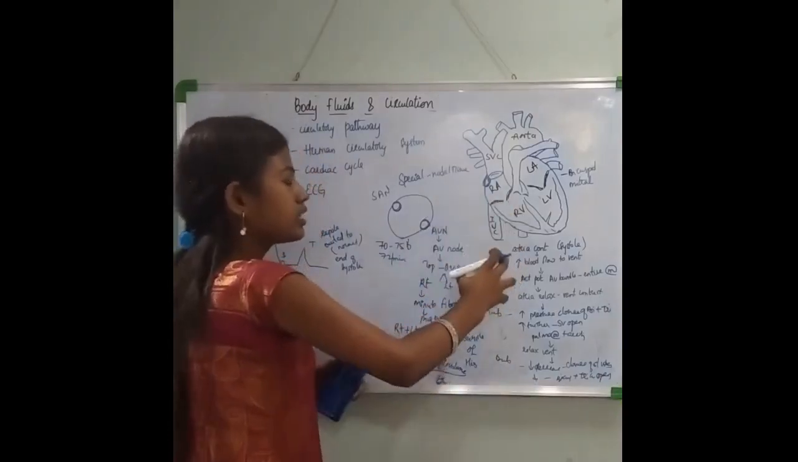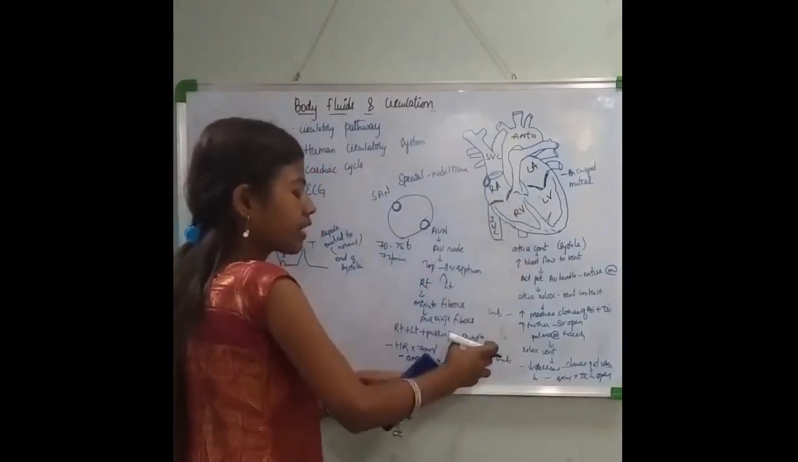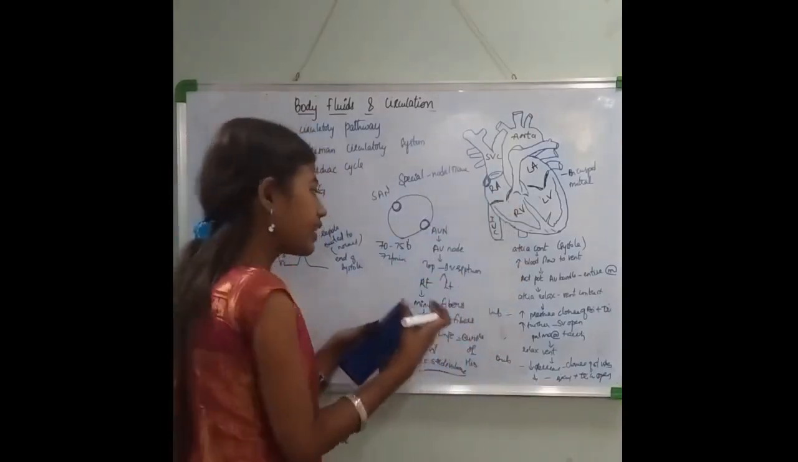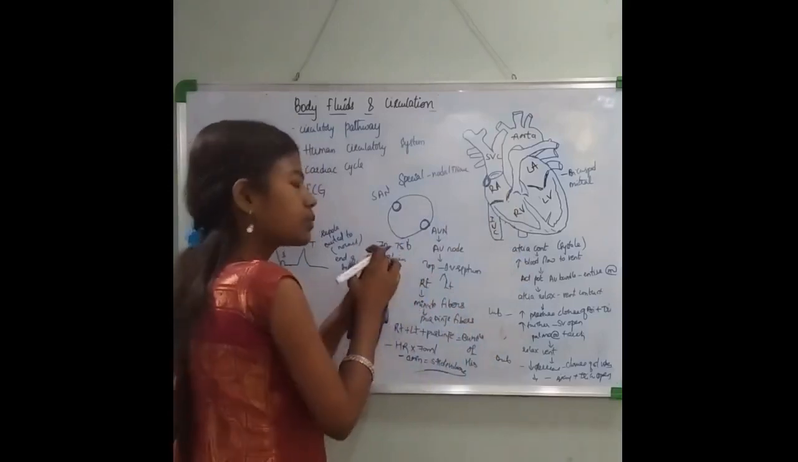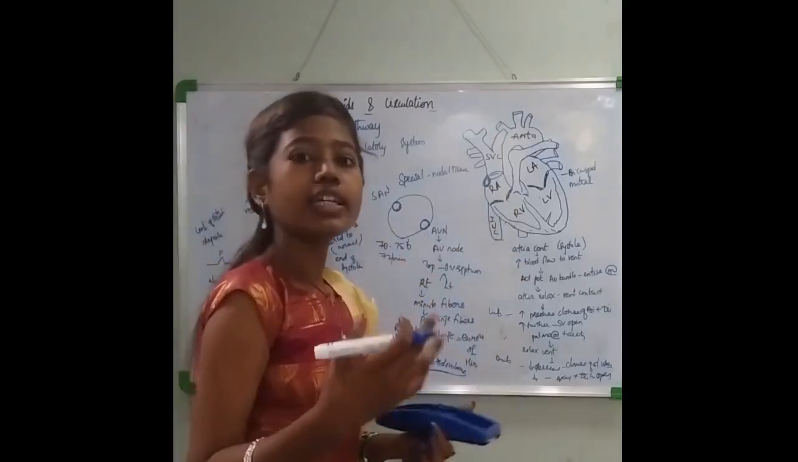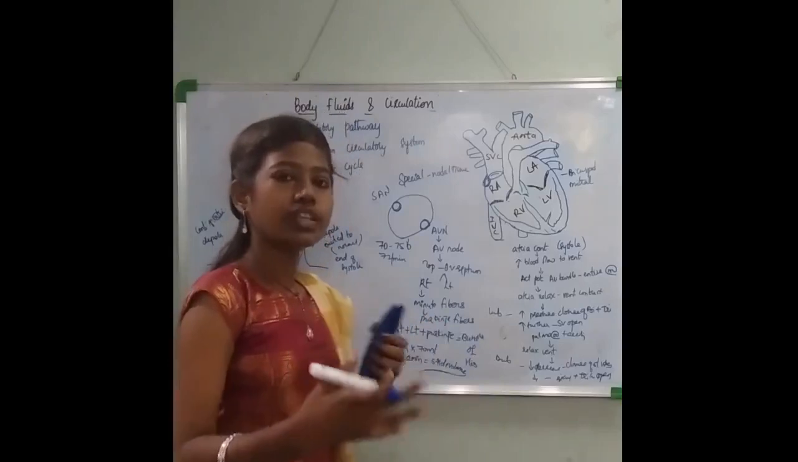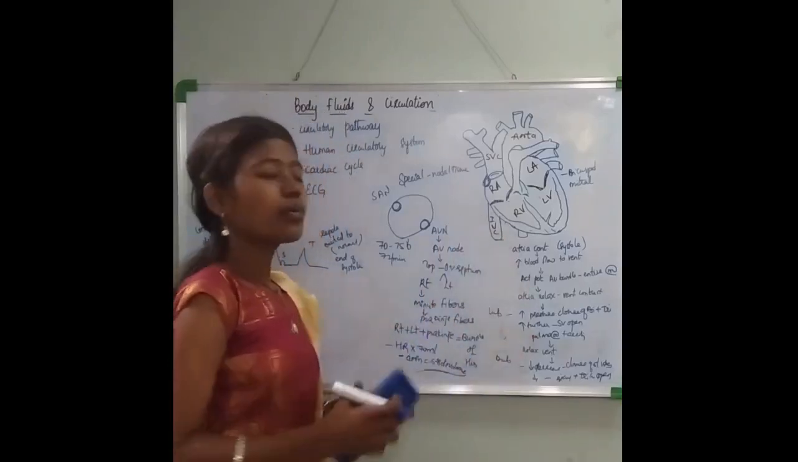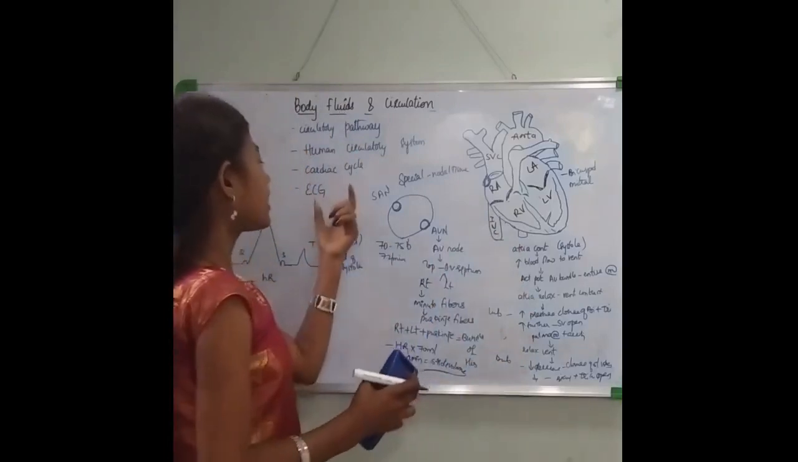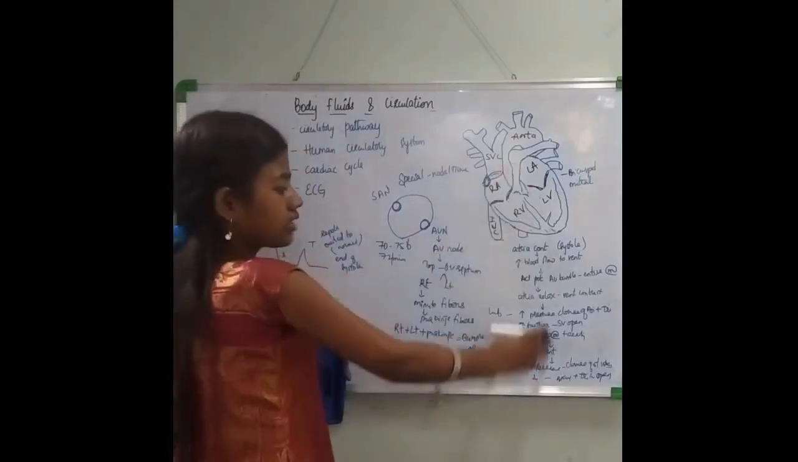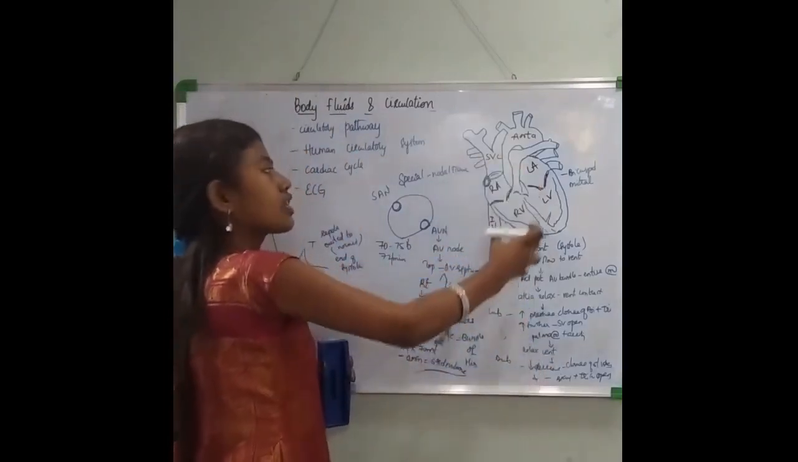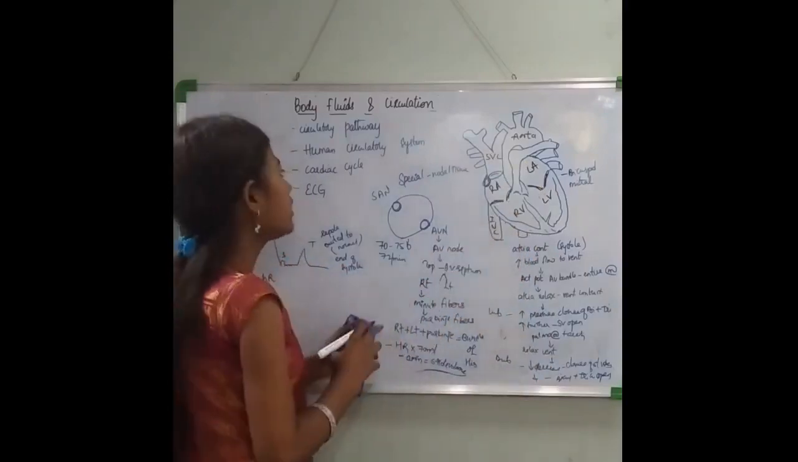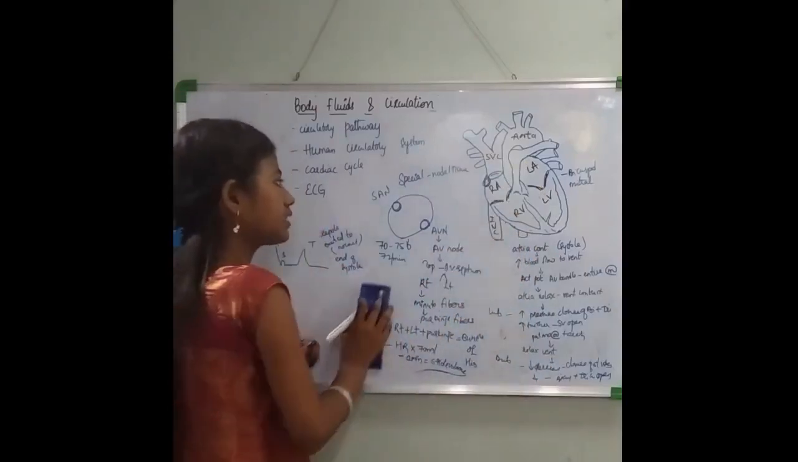So this is about the action potential generated by the nodal tissue, hence it is referred to as the pacemaker of the heart. And your body has the ability to generate more action potentials and change in this structure. Now the next thing we'll be dealing with is the cardiac cycle. So till here we have completed the structure of the musculature of the heart. Now let's go to the cardiac cycle.